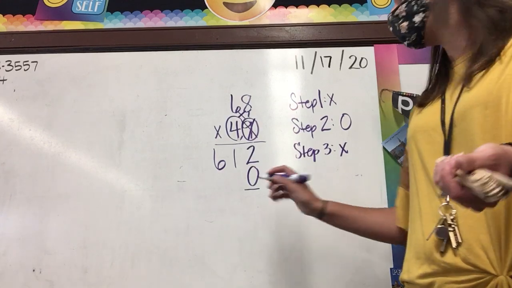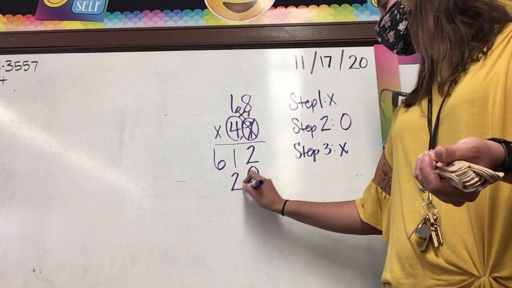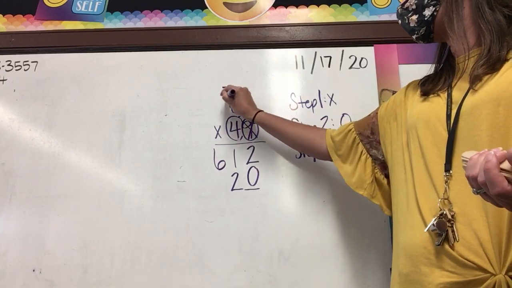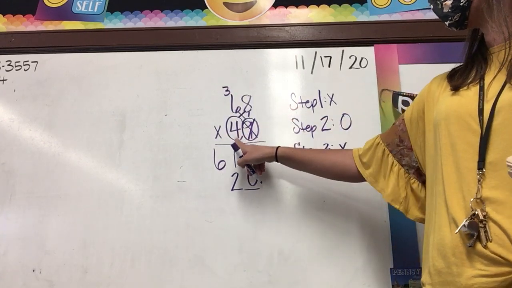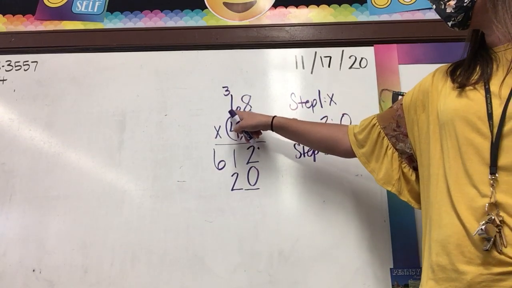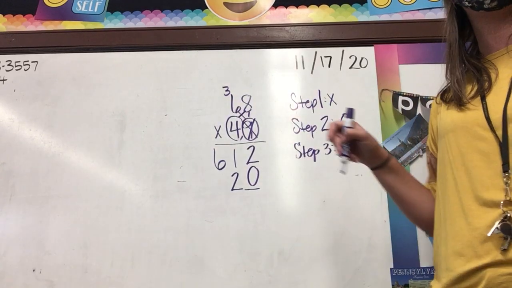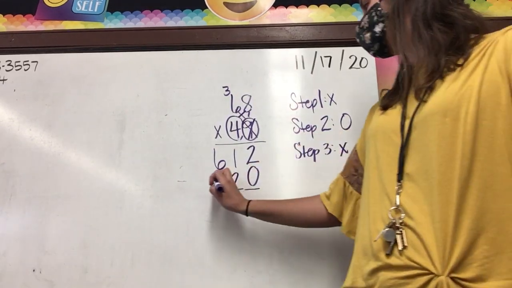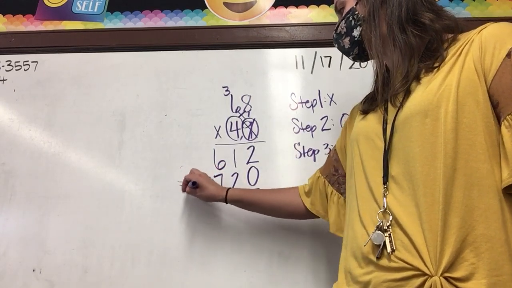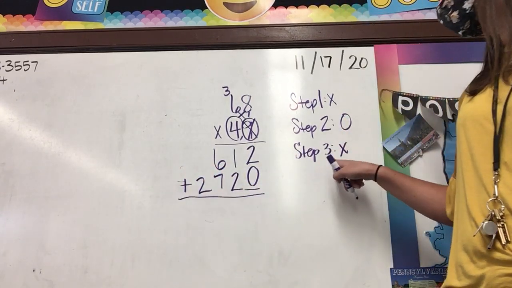32. We write our 2. We still have another place value. We carry our 3. Now we have 4 times 6, which Ian had told us it was 24. 24 plus 3, Colby had said 27. So that's how you complete that step 3.